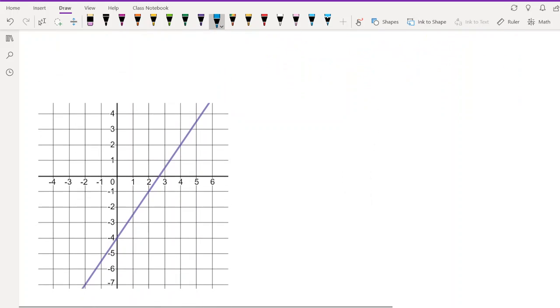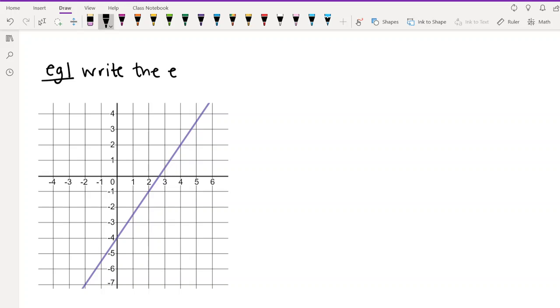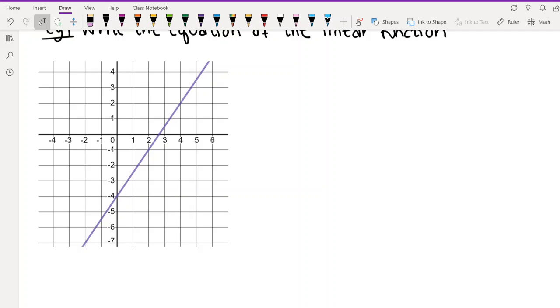Okay, so let's do another example, but now going the other way. In this case, we want to write the equation of the linear function that we have graphed here. So now we're working backwards. What information do we need in order to write the equation? We need to know what the slope is and what the y-intercept is. Let's start with the y-intercept because that's the easier one to grab quickly. It looks like the graph crosses the y-axis at -4.